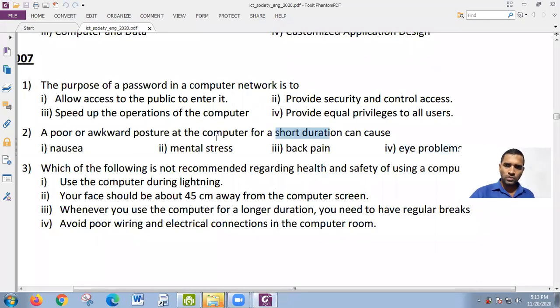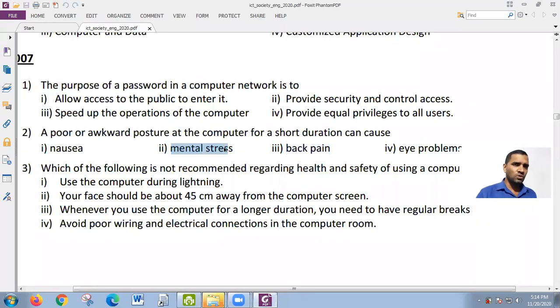The awkward posture of a computer for a short duration. In a short duration, you cannot experience any eye pain. That is wrong. What about back pain? Even back pain will never be felt in a short duration. So if you are using a computer for a short period, you cannot, right? So it is wrong.